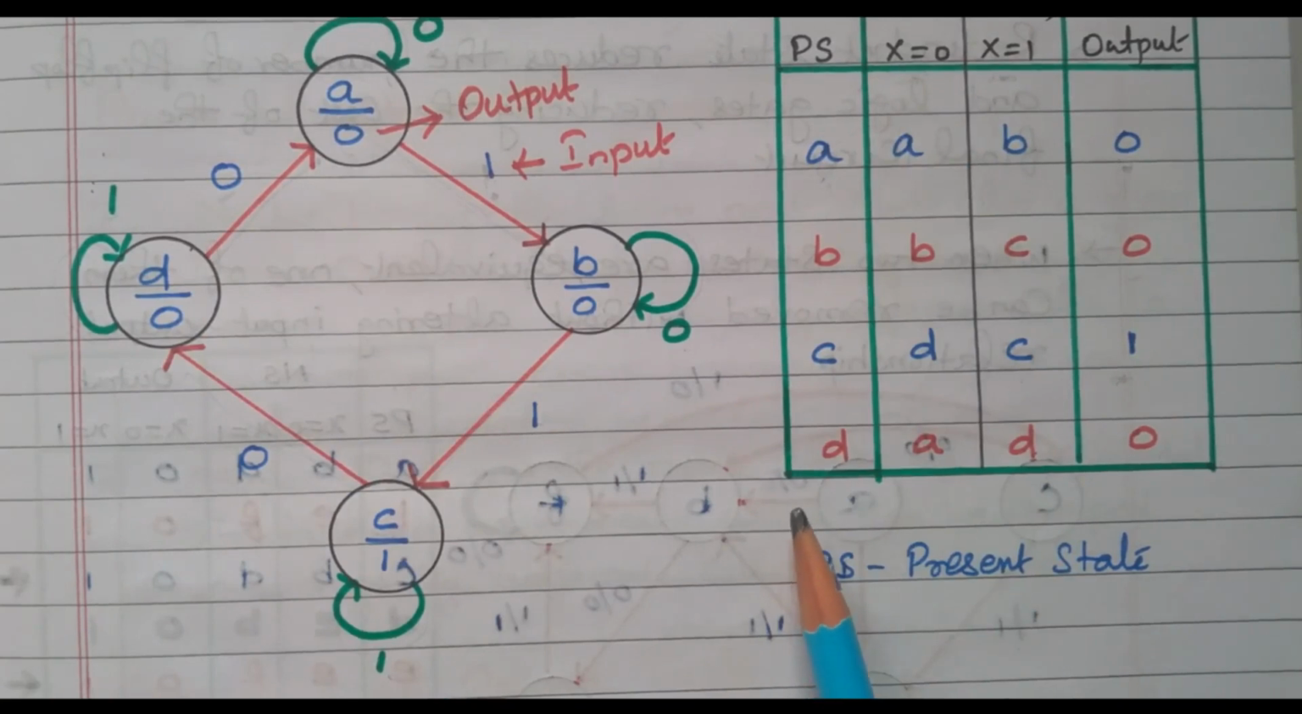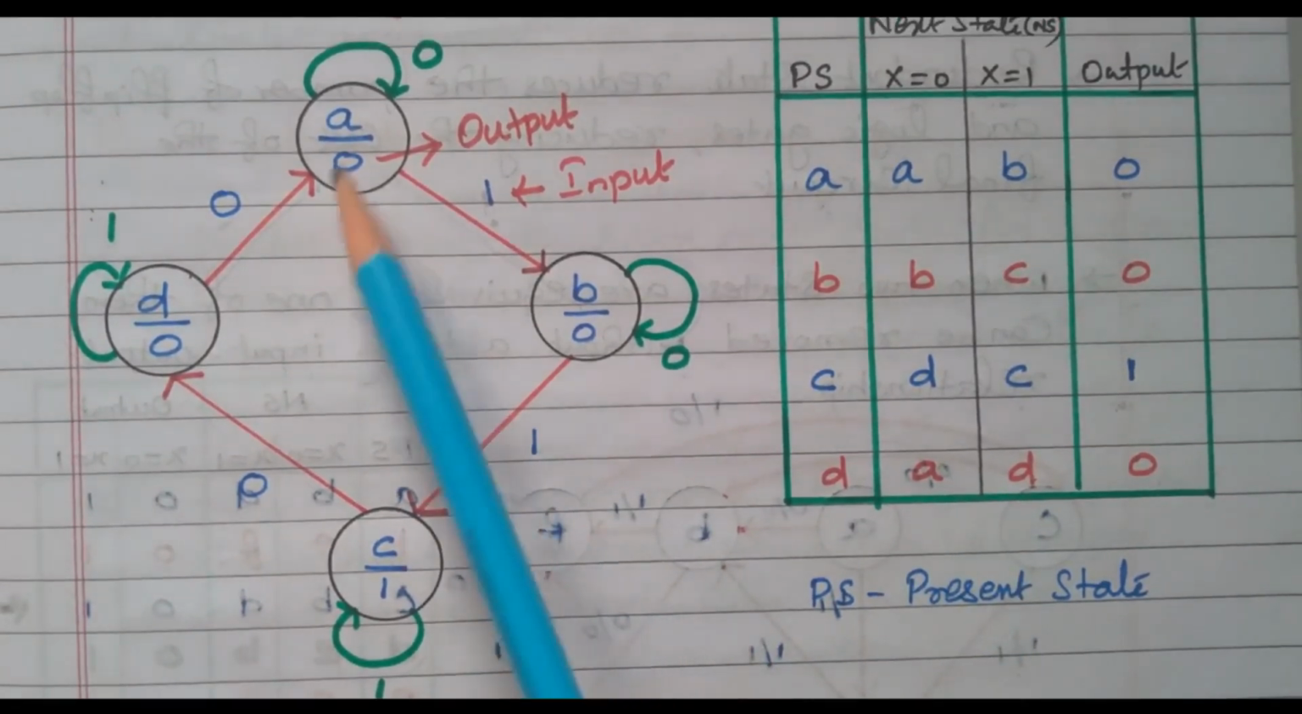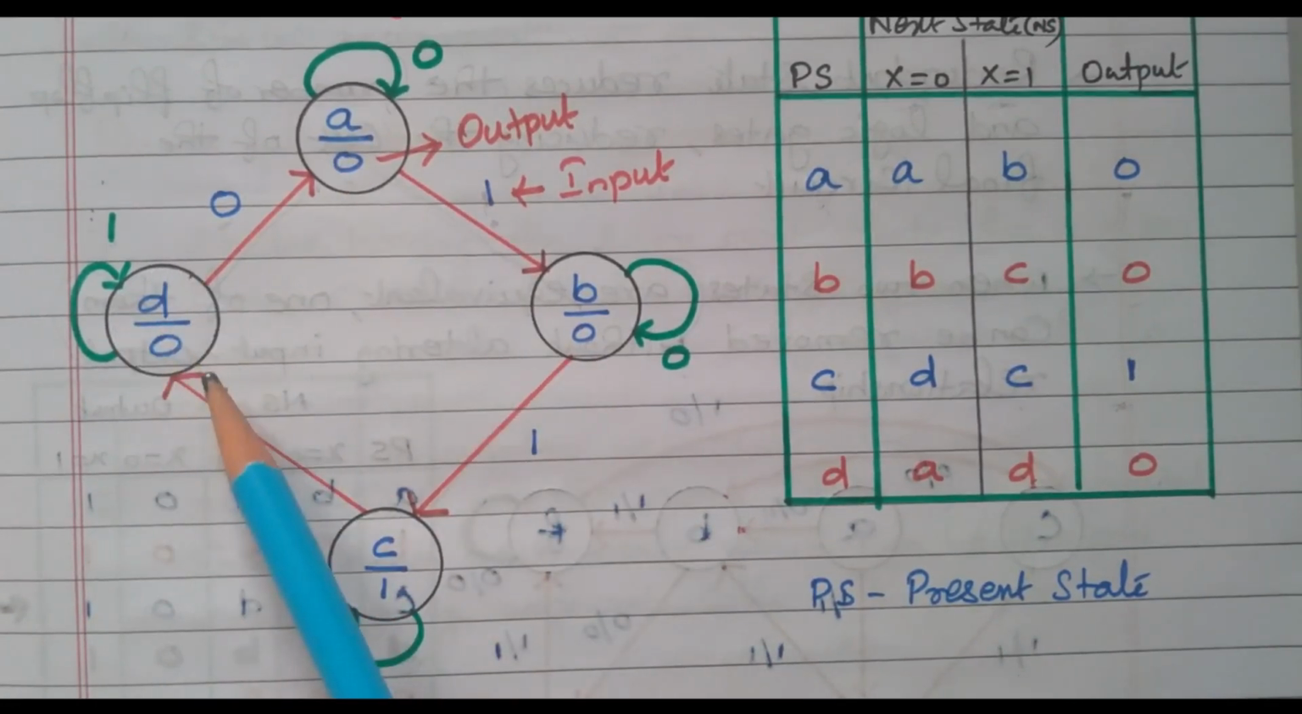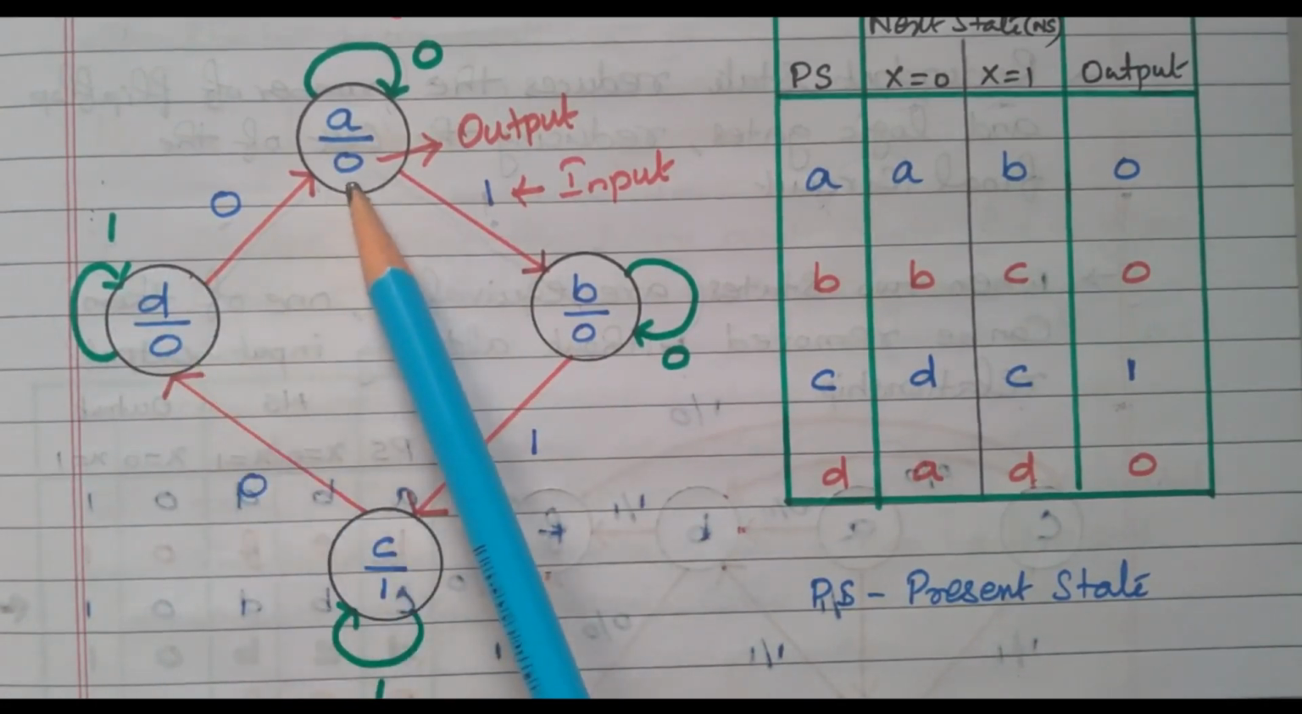So, this is the circuit developed by Moore, the state diagram, and the corresponding state table is also available. There are 4 states available, A, B, C, D, indicated by the circles. Inside is given the output. The output depends upon only the present state, not upon the input.